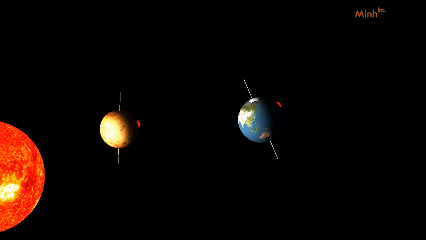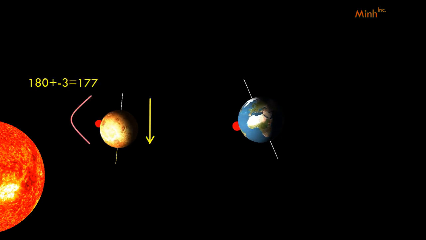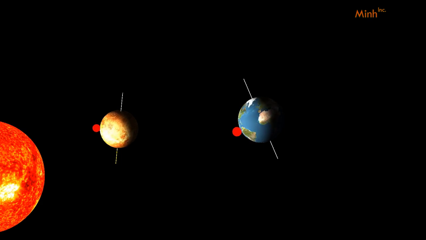Okay, if we rotate 180 degrees, now Venus is rotated 180 plus minus 3, that is 177 degrees. If Venus is rotated 177 degrees upside down, then Venus also looks the way Earth is rotating. So this is how we compare everything from the Earth's perspective. So from Earth's perspective, Venus and Earth both are rotating the way it should be.